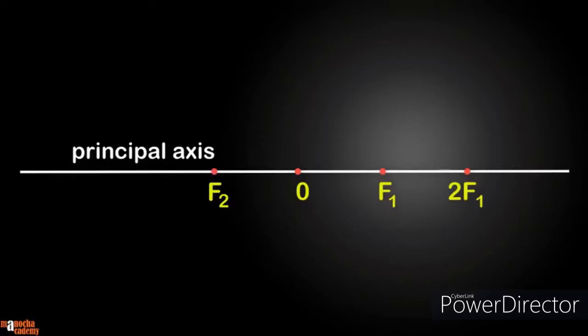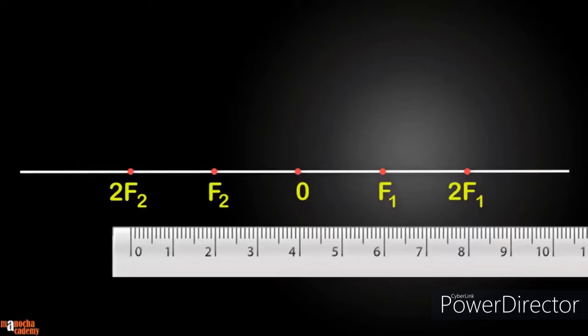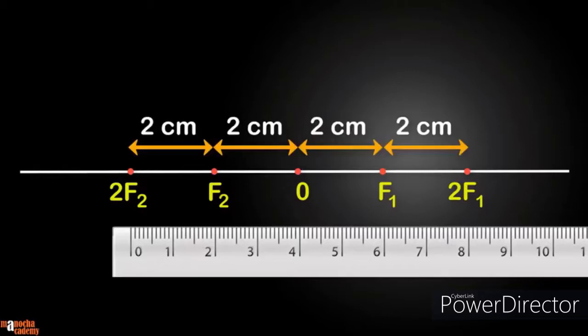To the convex lens, draw a line representing the principal axis. Again, we need to mark the points optical center O and f1, 2f1 and f2 and 2f2. All these points are at the same distance from each other. In this diagram, the distance is 2 centimeters.